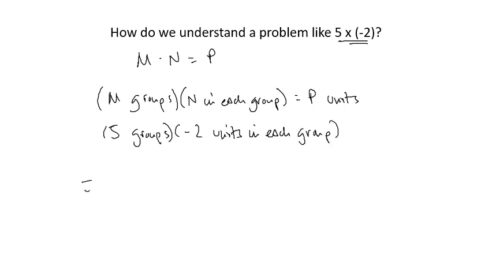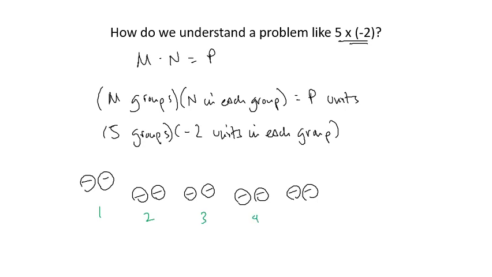And so I can model this using my 2 color chips. I can see that I have 1, 2, 3, 4, 5 sets of those. And so I can think of this as multiplication by repeated addition. I can add together all of these sets of negative 2, and in the end I'm going to get 10 negatives, or negative 10. So I have 10 negative units at the end of this. That makes sense, easy enough.